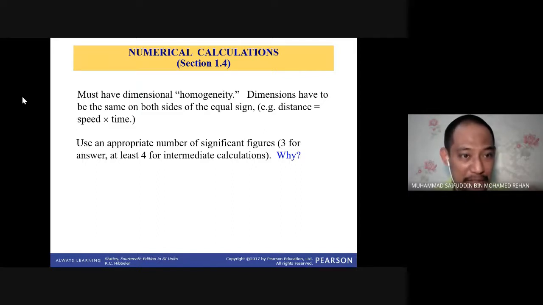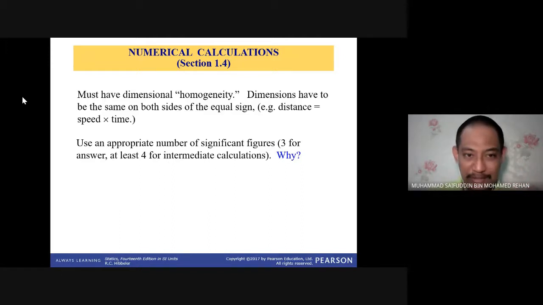Okay, use an appropriate number of significant figures, 3 for the answer and 4 for intermediate calculation. Why? Anyone know why? There are two things there actually, right? In terms of calculation, meaning you have a long calculation before you reach the answer, right? In the calculation, you should not round off until 3. If you understand that statement, at least 4 significant figures, right? Why should it be at least 4 or more?